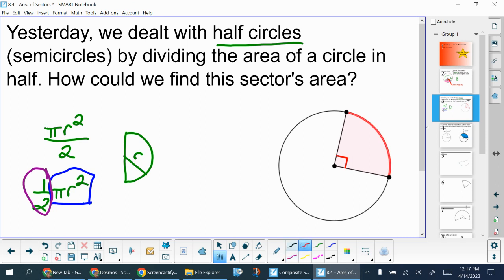If we were looking at something like this one, which is a quarter of a circle, we would just have 1/4 times pi r squared. Again, the area of the circle times whatever fraction of the circle we're dealing with. That's really all it is when we're talking about sectors.